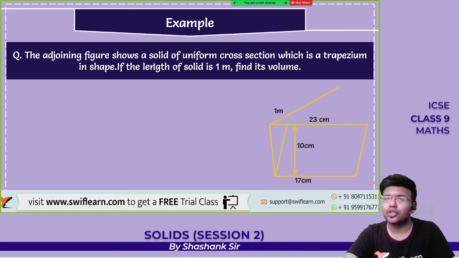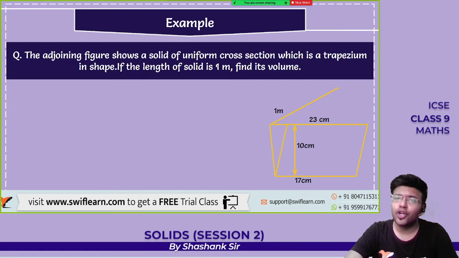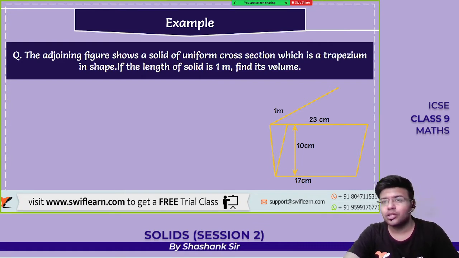The adjoining figure shows a solid of uniform cross section, which is a trapezium in shape. If the length of the solid is 1 meter, find its volume. The cross section is a trapezium and it is a prism, like it is extended. The dimensions of the trapezium are given: 17 centimeters, 23 centimeters, and the height is 10 centimeters. Find its volume.